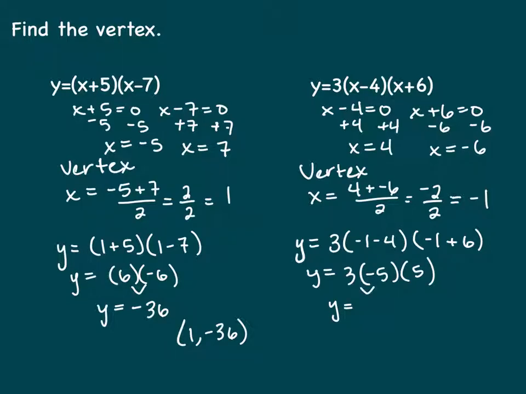3 times negative 5 is negative 15. I'm going to drop down the times 5. And y equals negative 75. So my vertex there is negative 1, negative 75.